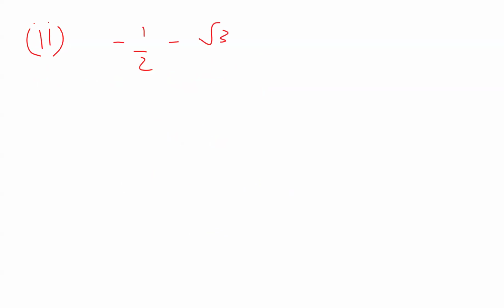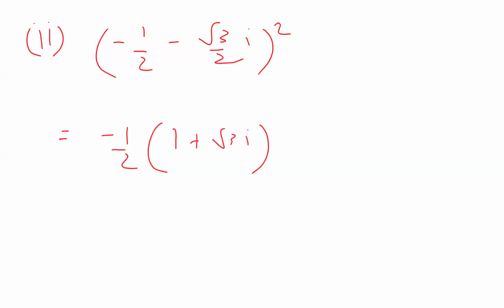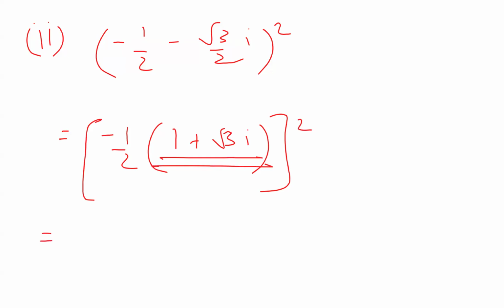Okay, second sub question. Minus 1 by 2 minus root 3 by 2 i, the whole square. Okay, so minus half I'm taking common, so 1 plus root 3i within the round bracket. I'm taking half common, so minus half is going outside, and within the bracket we'll have 1 plus root 3i. Fine, and a common square. Now minus half square will be 1 by 4, and this square you have to expand.